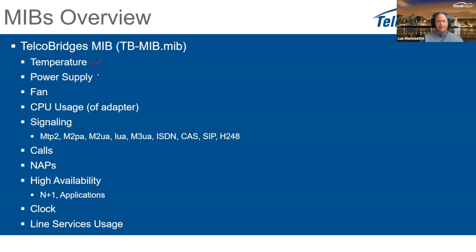Okay, so if you look at the TelcoBridges MIB, we can get the temperature of the device. We have multiple temperature sensors on the unit, so you can see that. Power supply status: you can see if one of the two power supplies is down. You can see the speed of the fan, if it's working normally. CPU usage: there are 2 CPU usages we can get. One is of the adapter, so that's the hardware unit, or the telecom portion of the system.